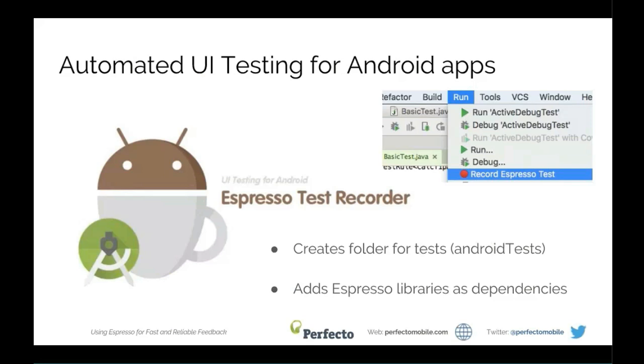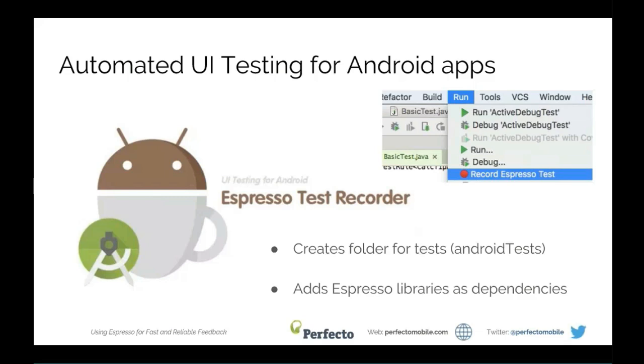Basically, Espresso is an automated UI test framework for Android apps, okay? So the easiest way to get started with this is literally to go to Android Studio, go over to your Run menu, and press Record Espresso Test.